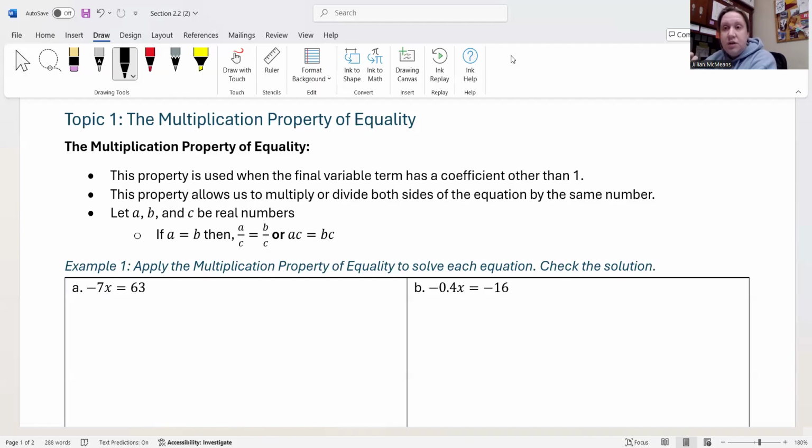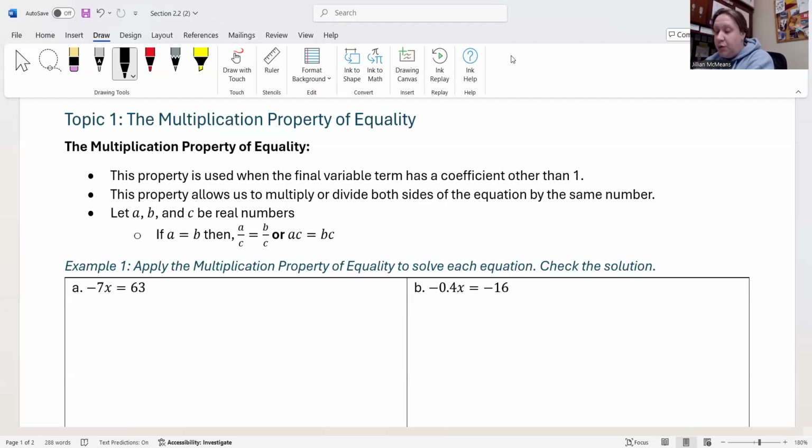So when we start getting into more complex equations, this is going to be the very last step. So ultimately, you're going to have a single variable term equal to a single constant term, and that's when you apply the multiplication property of equality. And this property allows us to multiply or divide both sides of the equation by the same number. So if I multiply on the left by something, I have to do the same thing on the right. If I divide on the left by something, I have to do the same thing on the right, okay?